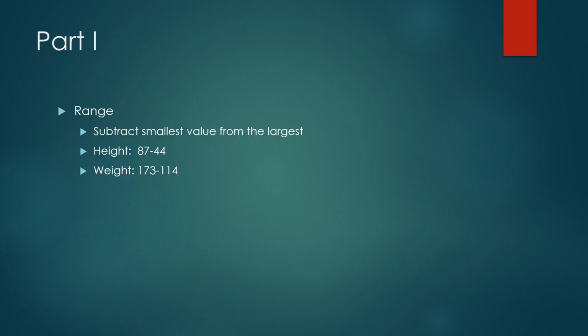First of all, I think most people will get the range part. The range is just the range of numbers, and you get a range value by subtracting the smallest value in your set from the largest value. For the column of height, your largest value is 87 and your smallest is 44. So you just do that subtraction and that will be your range value. The same with weight. Your highest value is 173, your lowest is 114. Do that subtraction and you will get a single value, and those will be the ranges for the height set and the weight set.